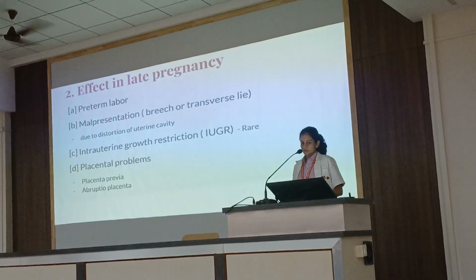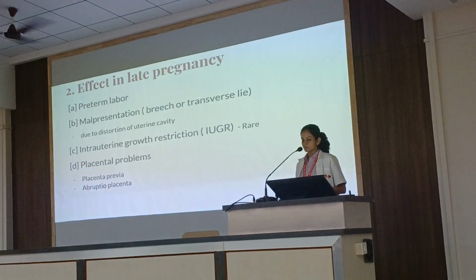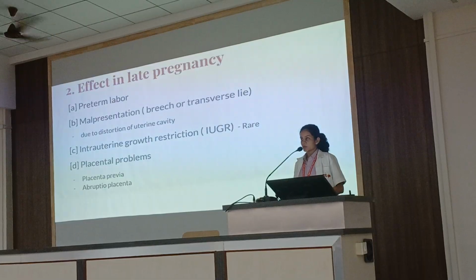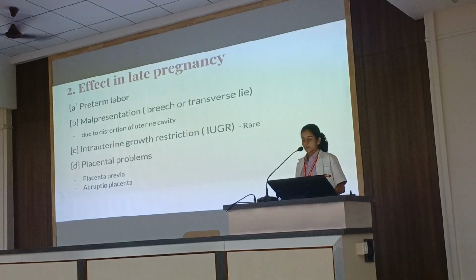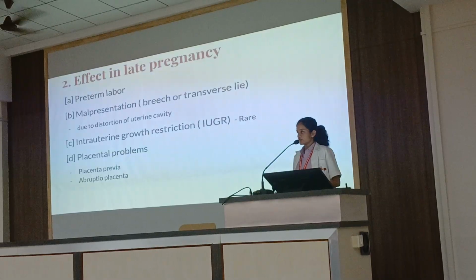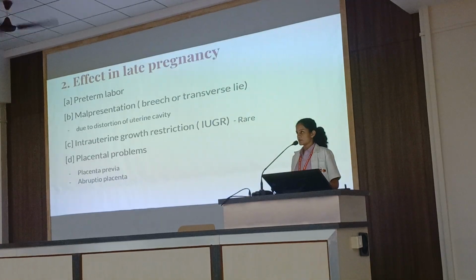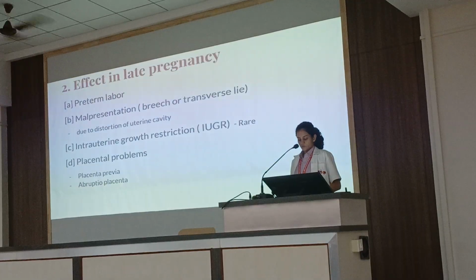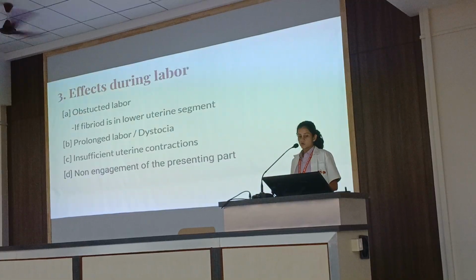Then effect in late pregnancy, there is an onset of preterm labor due to fibroids. Then malpresentation, that is breech or transverse lie. It is due to distortion of uterine cavity. It leads to increased 8-fold risk of difficult cesarean sections in pregnancy. Then there is IUGR, it can happen rarely, and then there is placental problem, that is placenta previa, which is the low-lying placenta, and abruptio placenta, means placenta lies in the upper uterine segment, but there is bleeding from the normally lying placenta.